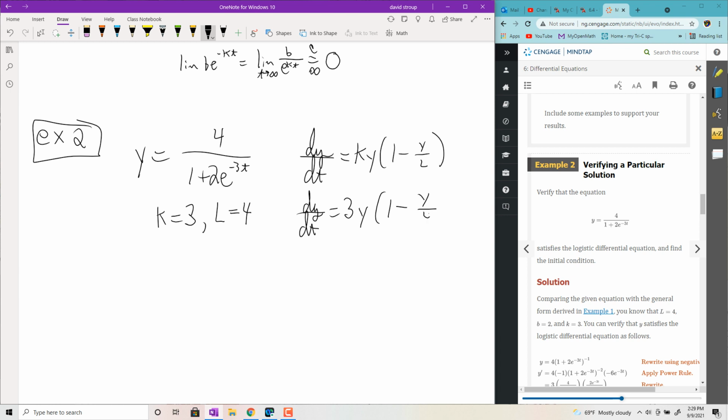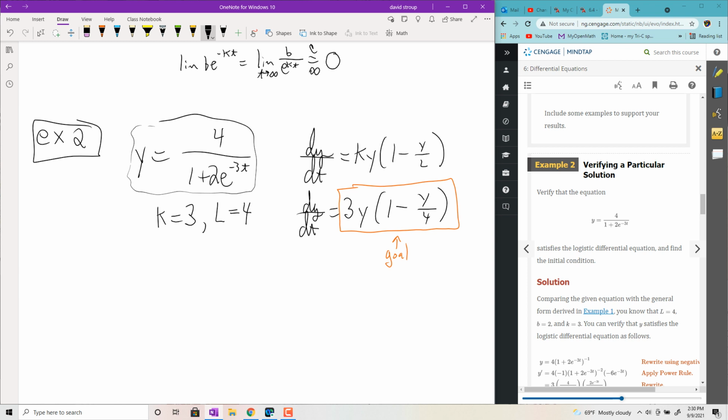all over 4. Okay. So what I want to do is basically find the derivative of this logistic equation and show that it's equal to the right-hand side of the differential equation right here. So this is my goal. And I wouldn't ask you to do this on a test. I don't even think the homework asks you to do it. It's a good exercise in derivatives. So let's try it.